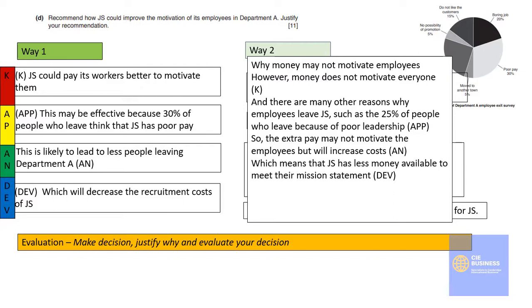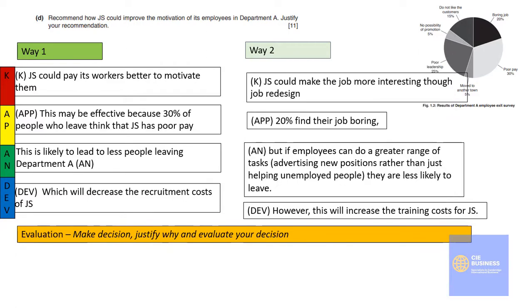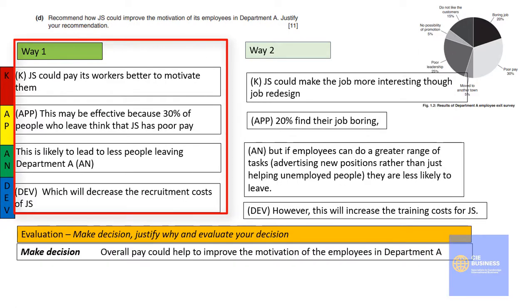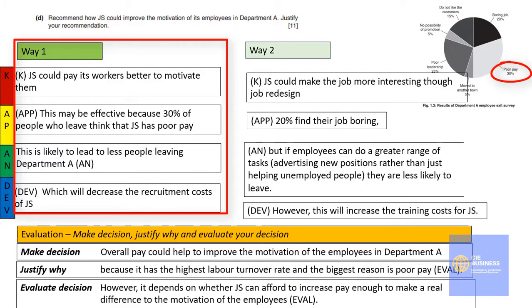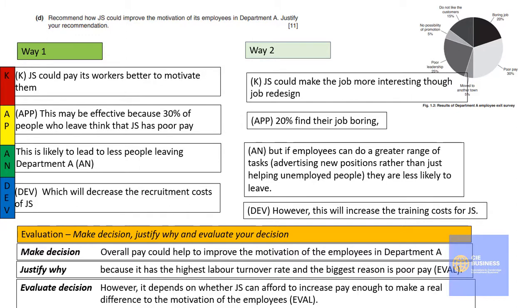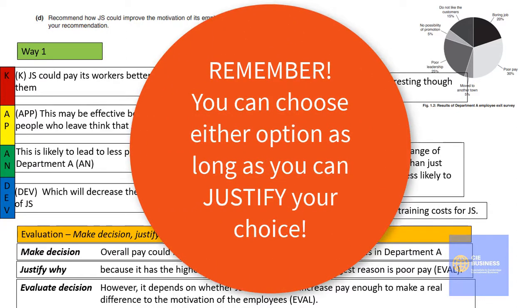To get the final 3 evaluation marks, we need to decide which of the 2 ways of motivation we will recommend. So let's choose increasing pay. And justify, as this is the top reason why employees leave Department A. Finally, we recognize the limitations of this decision. JobShop may not have the finance available to make a big enough pay rise to stop employees leaving. Remember, you can choose any means of motivation as long as you can justify your choice.